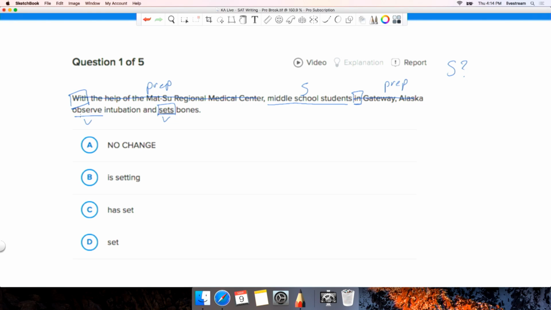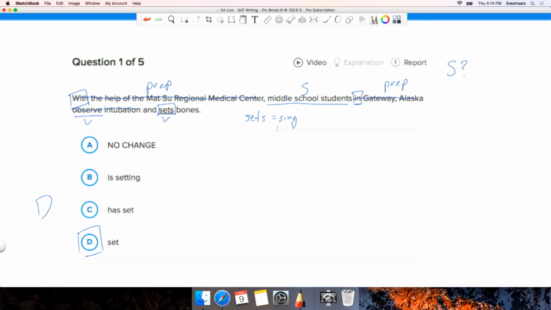And since observe isn't underlined, I can even stop worrying about that and just say middle school students, sets bones. So that looks like there's an error there because sets is singular, but I want it to be plural, and so this should be set here. And so I'm left with middle school students observe intubation, and set bones.